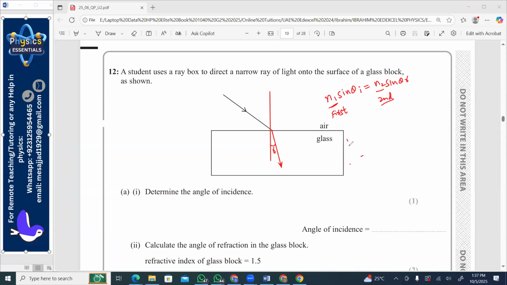So for air, we know that the refractive index is 1, and sine 53 degrees that we have just calculated. And 2 is for glass, it's mentioned 1.5, and angle of refraction is something that we need to find. And when we do the calculations, our answer is acceptable anywhere between 32 to 33 degrees. So you can do it and check your answer.